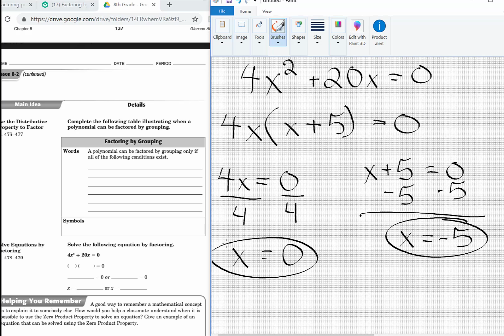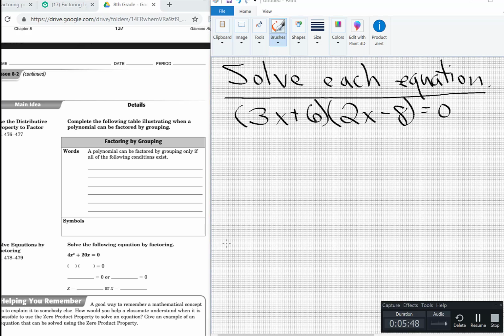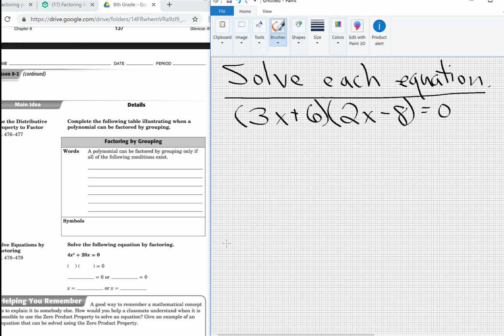For these types of problems, you're going to be asked to just solve the equation. That means you need to figure out what the variable equals, and there may be more than one answer. In this case, we have two separate terms, two binomials. So we've got 3x plus 6 equal to 0, and then you also do 2x minus 8 equal to 0.